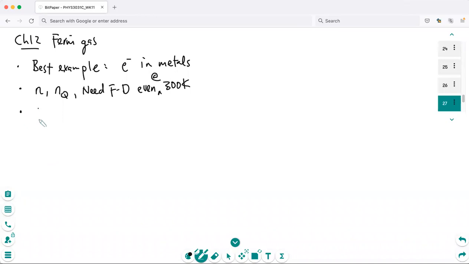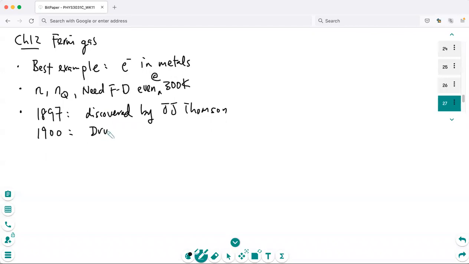So a bit of history here. Now, this is a good place to talk about this. The electron was discovered by J.J. Thomson in 1897. And 3 years after that, Paul Drude, D-R-U-D-E, Drude, was very brave.